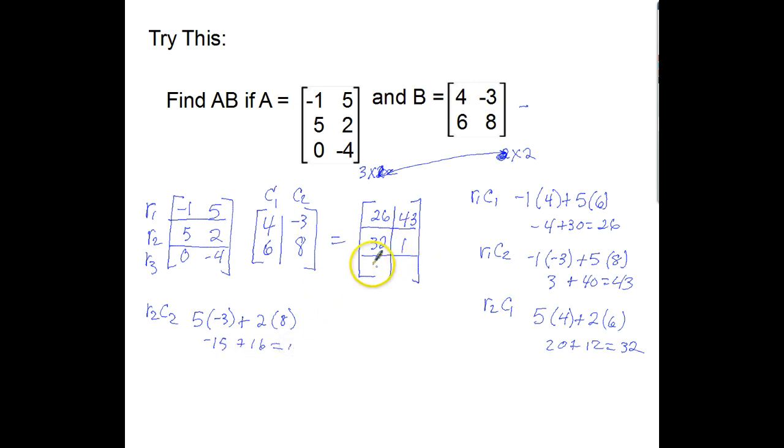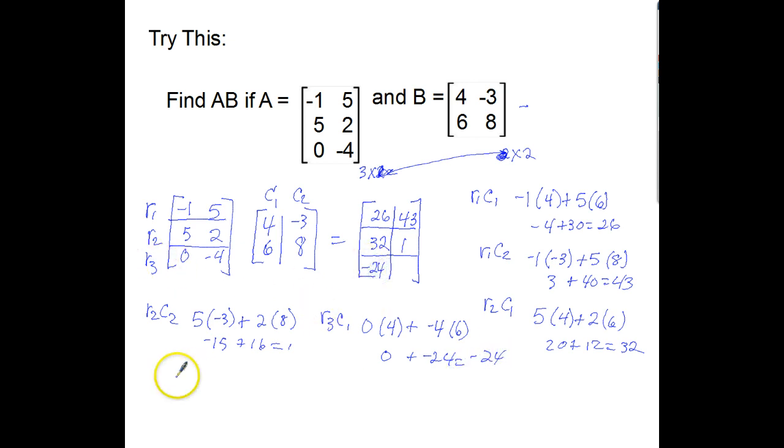Let's find out what goes here. That's in row 3, column 1. Row 3, column 1. Take row 3 and times it by column 1. First in the row, 0, times first in the column, 4, plus second in the row, -4, times second in the column, 6. We have 0 plus -24. That's -24, and that goes here.